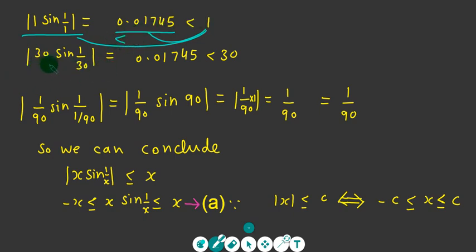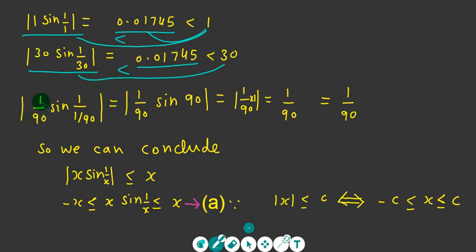Now we put 30 and we get the answer 0.01745, which is also less than x. So we say that this value is less than 30.